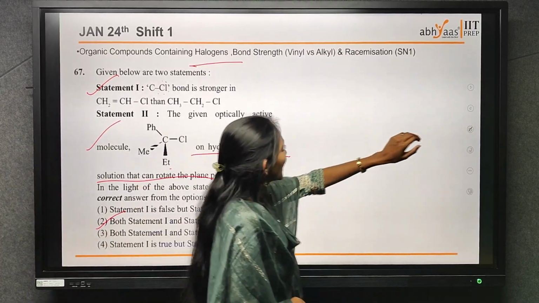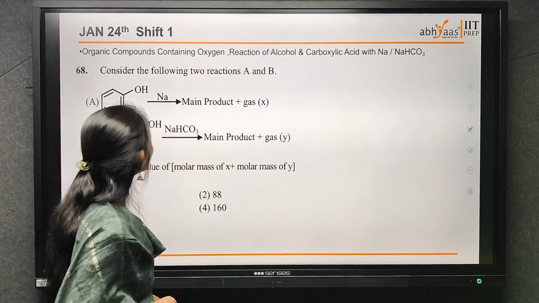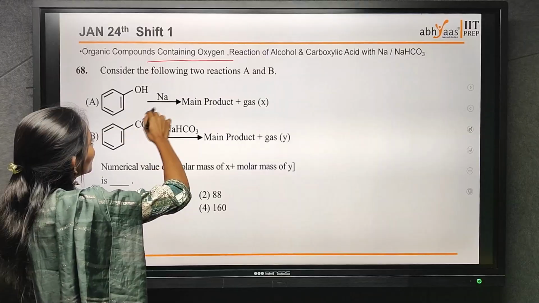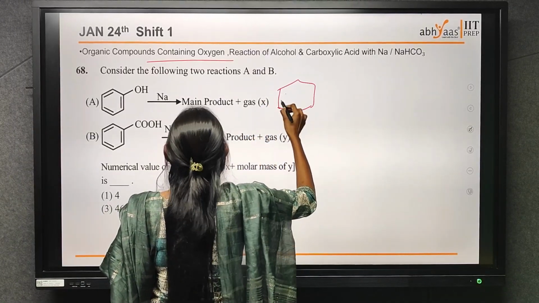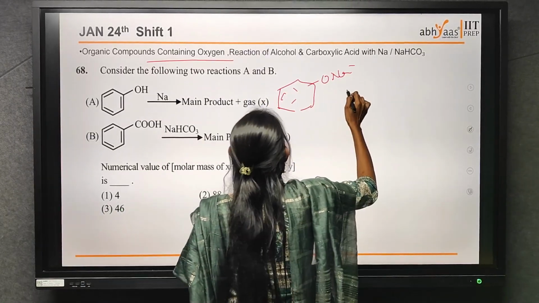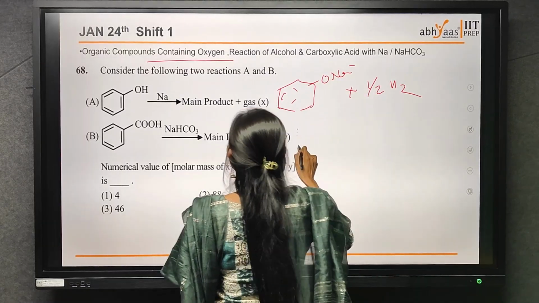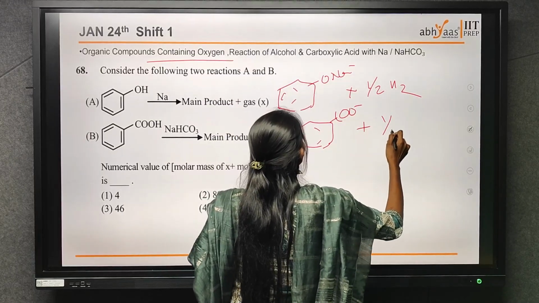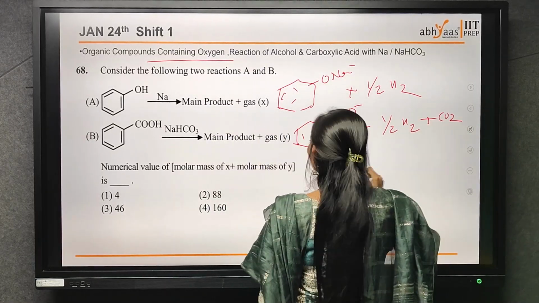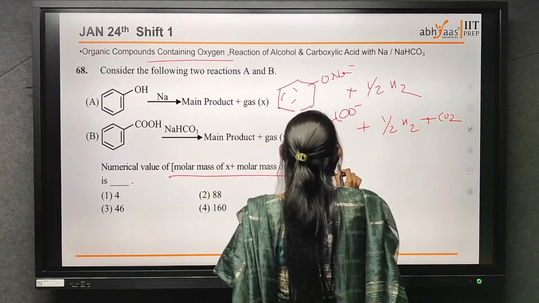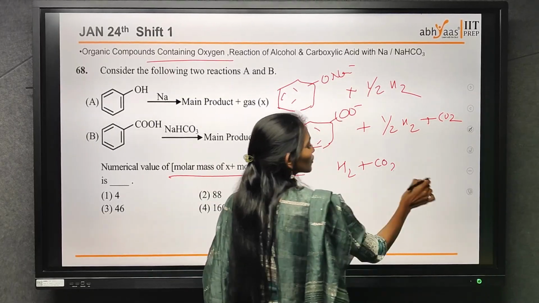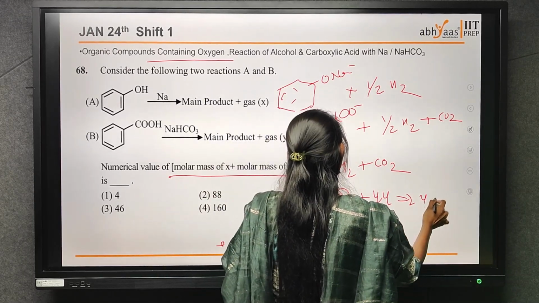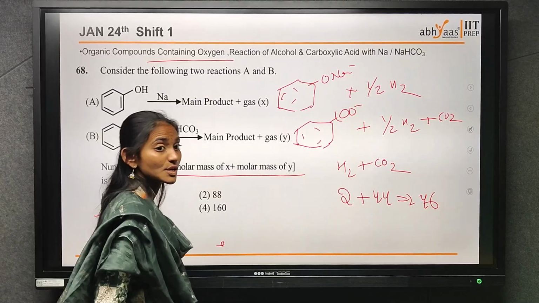Moving on to the next question. Consider the following two reactions A and B. This question is from organic compounds containing oxygen. Upon reaction, what will you get here? Sodium salt plus half H2O, and here you get COO minus plus half H2O as byproduct. They are asking the molar mass of X and Y. That means H2 plus CO2, which is 2 plus 44, that is 46. Here is your answer. Very easy question.